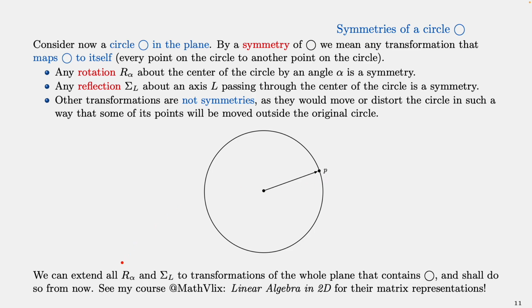And we can extend all of these rotations and reflections to transformations of the whole plane. Then they would be linear maps when we do this. And from now on we shall assume that we do this. And if you want to learn more about them, for example, their matrix representations and some of their geometric properties, I recommend you watch my course on the MathFlix channel, Linear Algebra in 2D. But let's have a look at how they work now.